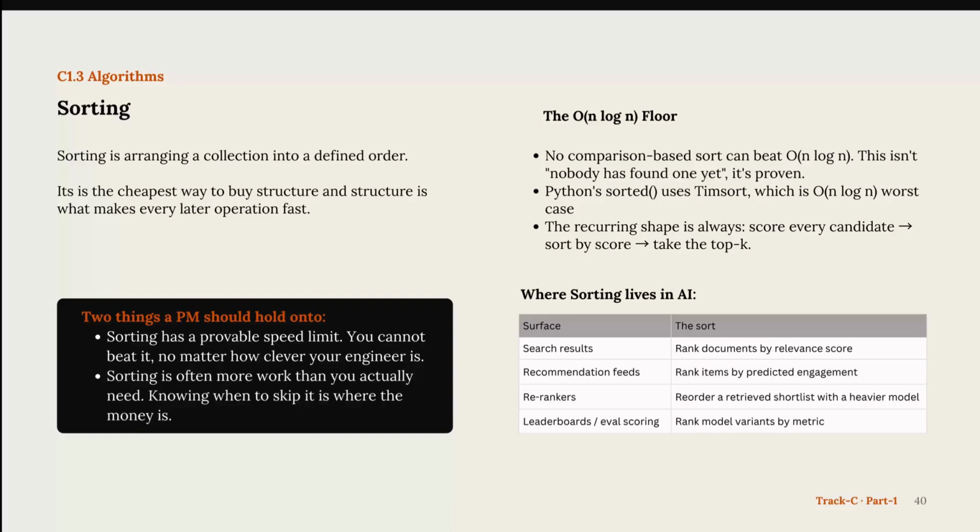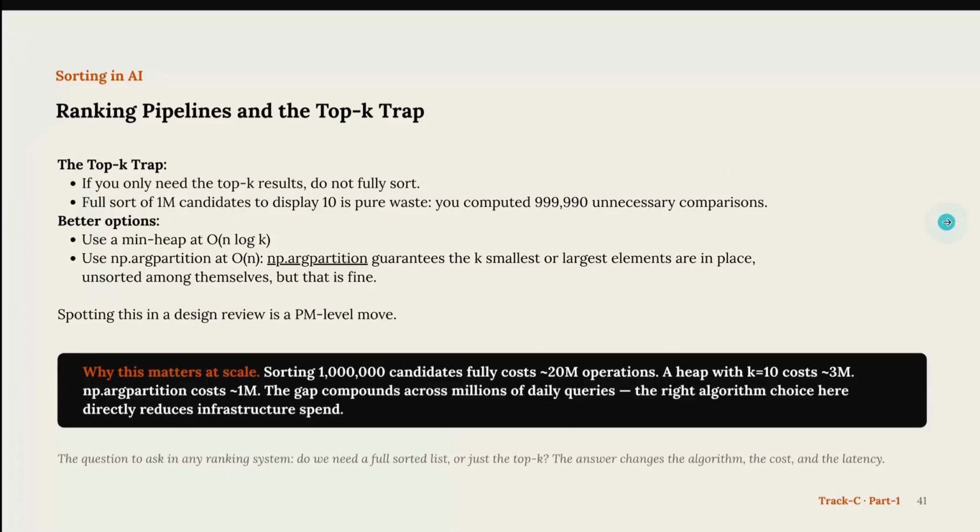In recommendation feeds also, if you're looking at Amazon where you get recommendations, the items are ranked by their predicted engagement score. In re-rankers, you are trying to reorder a retrieved shortlist, and even in that we are trying to do sorting using similar mechanisms. Leaderboards or eval scoring, all are dependent on sorting.